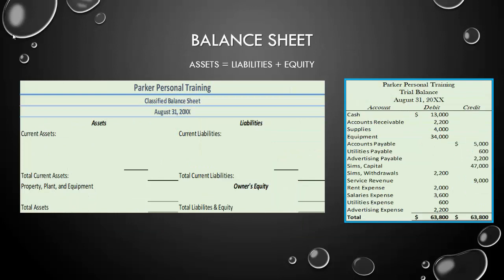On the balance sheet, it essentially does show what you own, what you owe, what the value of the business is, but it also proves that your accounting equation is correct, that assets do in fact equal liabilities plus equities. That should always be true. The format that I use for a balance sheet is the classified balance sheet. So I break down assets into different classes. I'll break down liabilities into different classes.